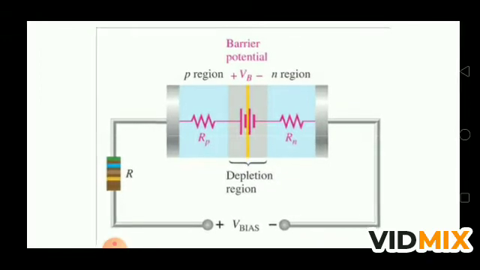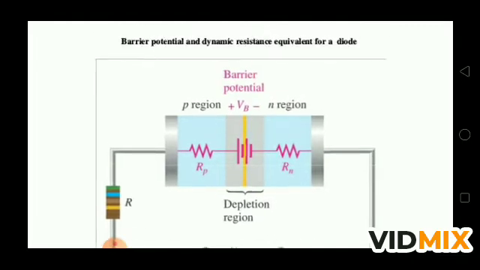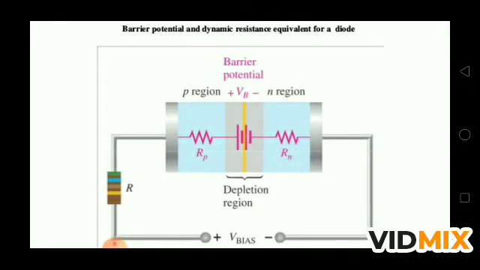So this is the potential barrier. If you see the depletion region from negative to positive, there is a potential, indicated as VB. And the source we put there is called the bias voltage, an external potential. This is the way we apply the bias voltage to make the electrons and holes move across the junction, to break the barrier voltage or barrier potential.